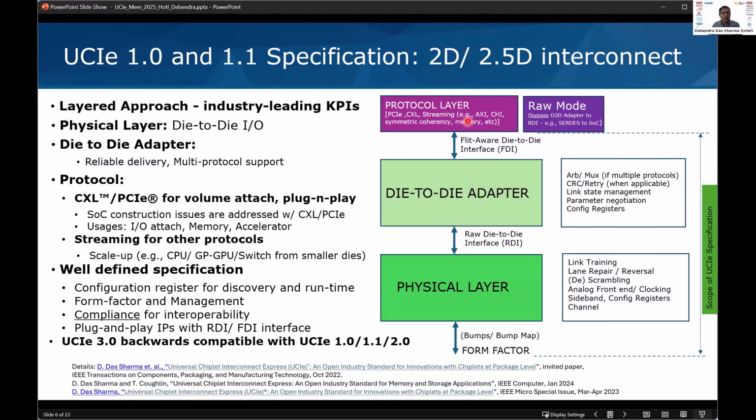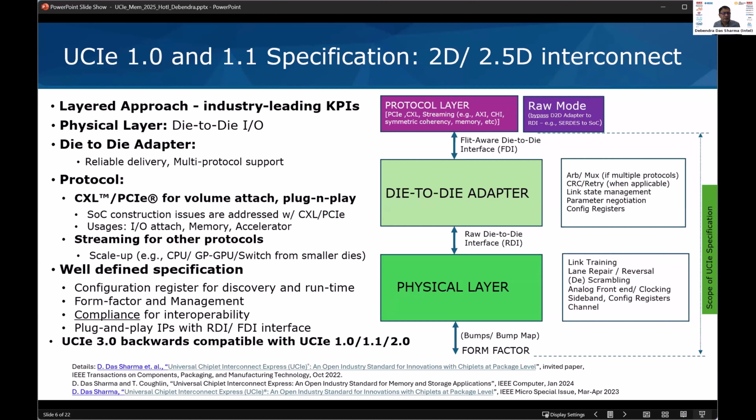Now the protocol layer can be PCI Express, can be CXL, can be any streaming protocol, any proprietary protocol. Now with PCI and CXL, the SoC construction issue gets addressed very easily. With IO, you get IO attached with CXL.IO and PCIe, and memory, of course, with CXL.mem, which is what we will talk about. Accelerator uses all three of them. And we also have support for streaming protocols. So this is akin to today people building symmetric multiprocessing cache coherent systems using PCIe 5, and they're on their own cache coherent protocol. That's an example.